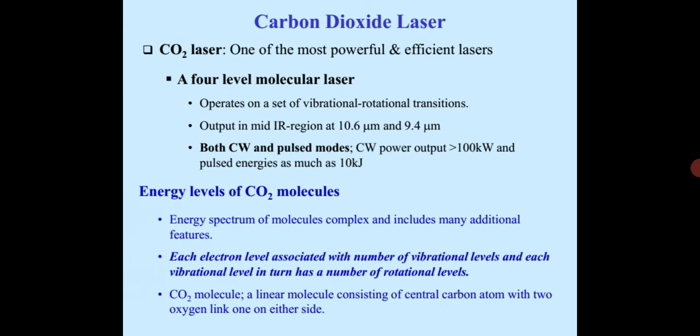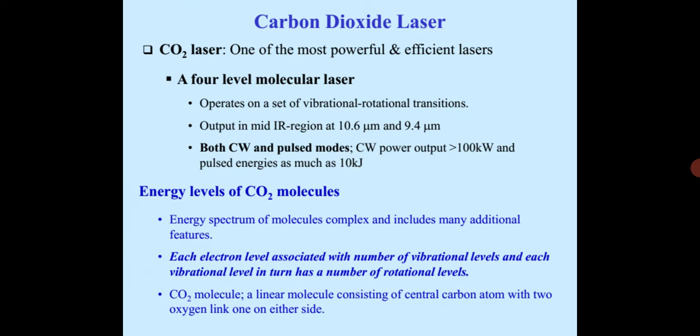As in this level, it is also a molecular laser. In this we are using the molecule of CO2, that's why it is called a molecular laser. It is one of the most powerful and efficient lasers. A 4-level molecular laser operates on a set of vibrational rotational transitions. Output is in the mid-infrared region at 10.6 micrometer and 9.4 micrometer. Both continuous wave and pulsed modes are possible. Continuous wave is greater than 100 kilowatt and in pulsed mode we are getting energies as much as 10 kilojoule.